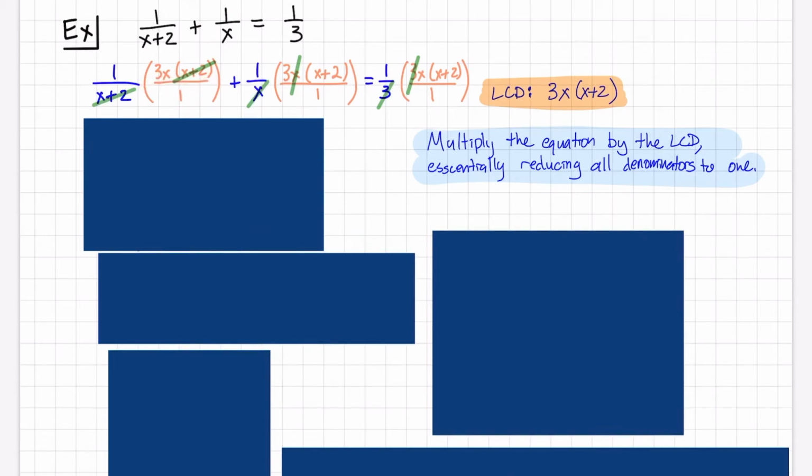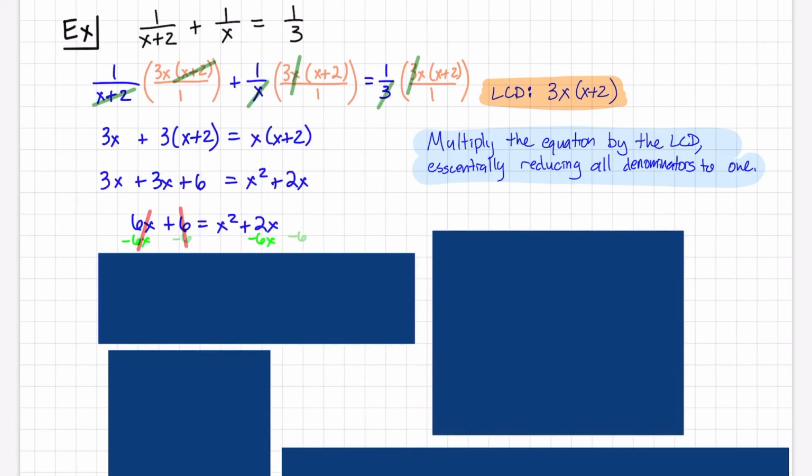When I do, notice the x plus 2 is reduced from the first term, leaving just a 3x. Then just the x is reduced from the second term, leaving a 3 and an x plus 2. And then on the last term on the right side of the equal sign, just the 3's reduce. So we multiplied all values by 3x times x plus 2. When you simplify those terms, we end up with 3x plus 3 times x plus 2 times x times x plus 2. Again, this is one of those cases when I say don't be a math hero.